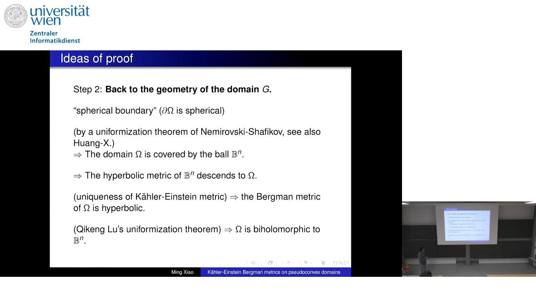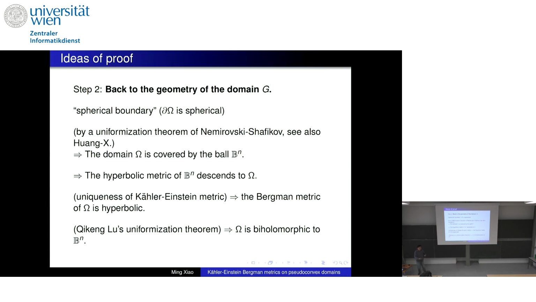Once we know that, then because the hyperbolic metric of the unit ball, or equivalently the Bergman metric of the unit ball, is invariant under biholomorphisms of the unit ball, that hyperbolic metric descends to the base, downstairs, because it's covered by the unit ball. Then on the downstairs omega, we have two Kähler-Einstein metrics. One Kähler-Einstein metric is the Bergman metric, because we assume it to be Kähler-Einstein. The other is this hyperbolic metric.